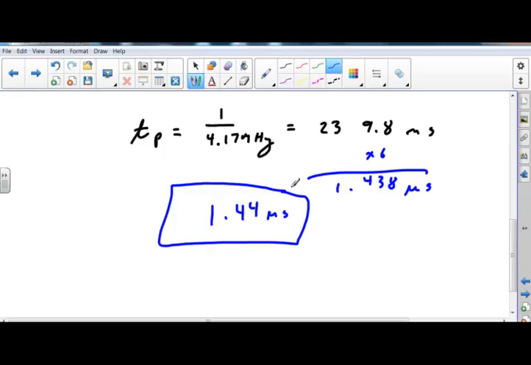But how come you only use 3? 1.44. In my original problem, I had 3 significant digits: 4, 1, 7. Oh, okay. So there's only 3 significant digits. I kept 4 in an intermediate one. I didn't round up. I multiplied by 6. I got an answer. I went back to the 3 significant digits, right? So my final answer, I should keep to there.